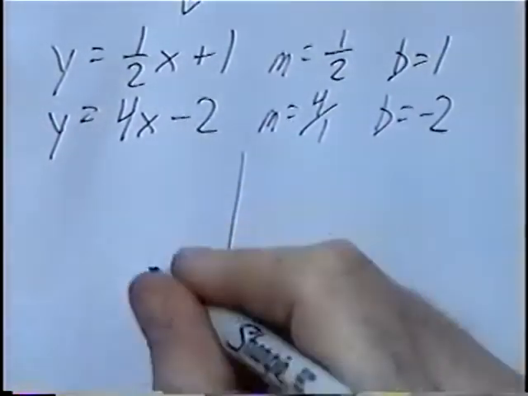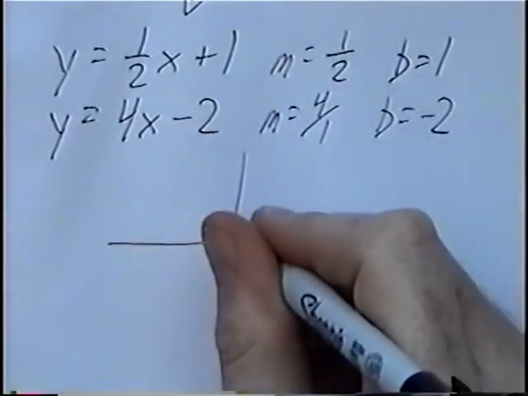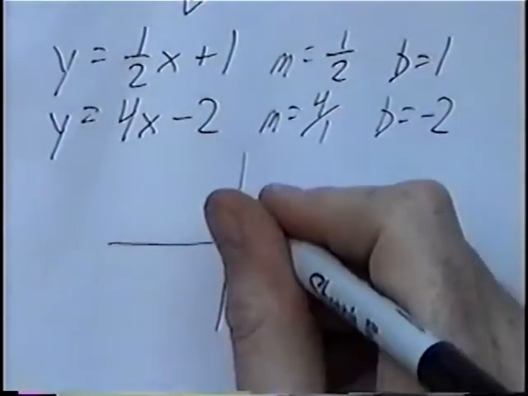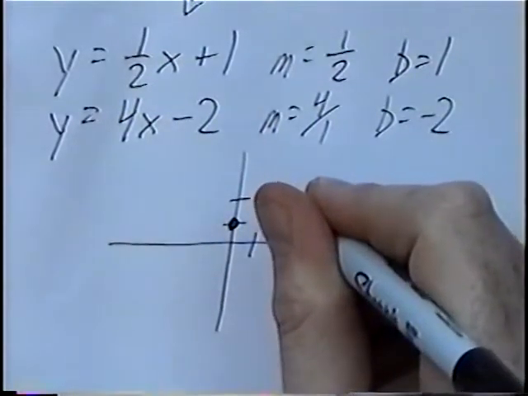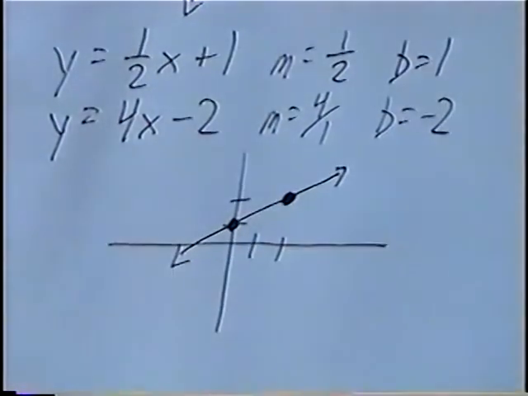Graphing these equations. First equation, we'll start at positive 1 on the y-axis, and the slope is 1/2, so we'll go up 1 and over 2 from the y-intercept. Connecting those, we'll have the line for the first equation.